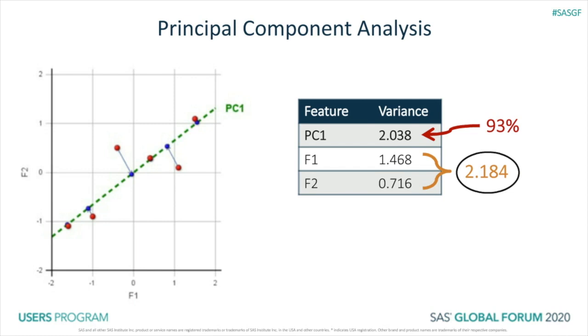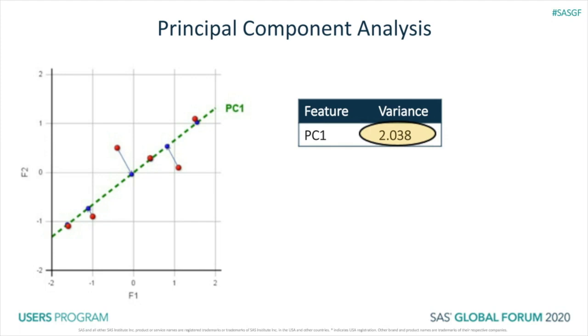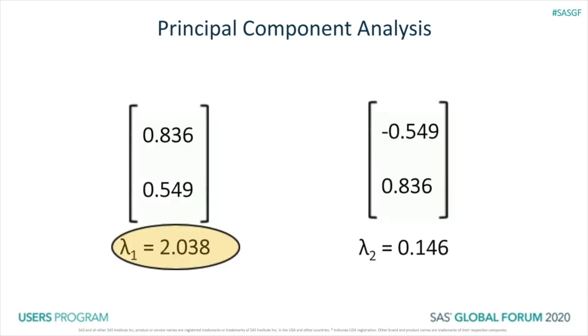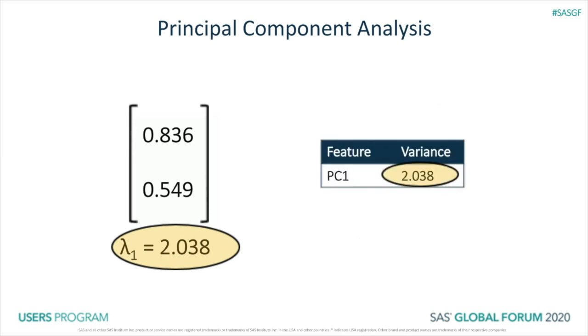All right, before we move on from here, I just want to take a moment and focus a little bit more on one number on the screen. That's that variance number, 2.038. We've seen that number before. Let's take a look at where. Back when we were talking about the eigenvectors, 2.038 was the value of lambda 1, the eigenvalue associated with that first eigenvector. And this is not a coincidence. This is in fact always true in PCA.